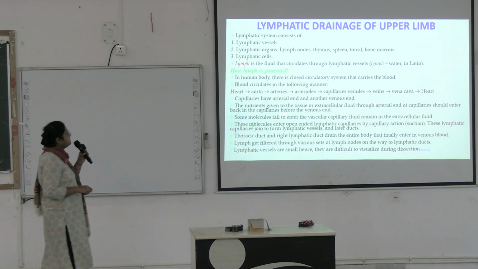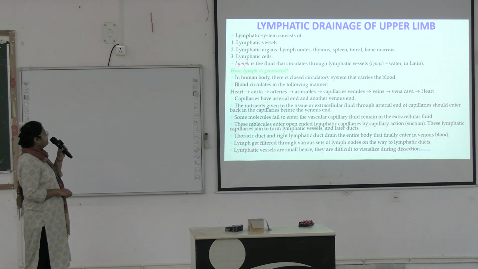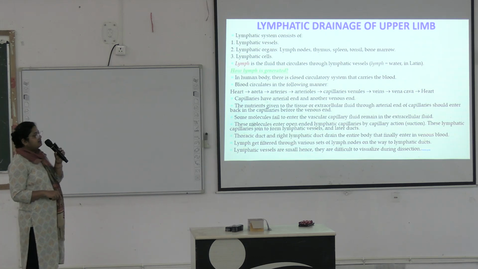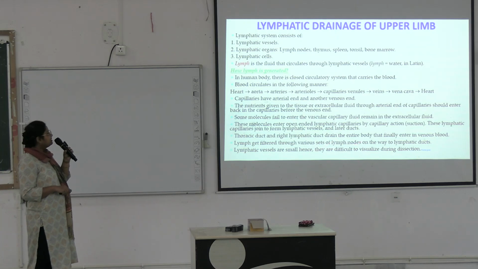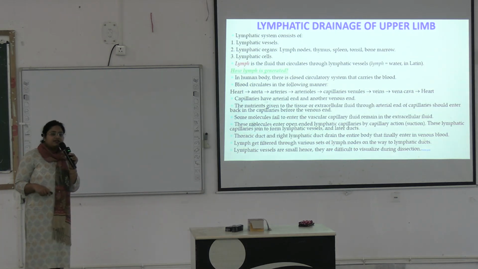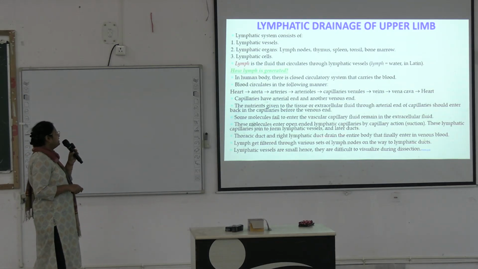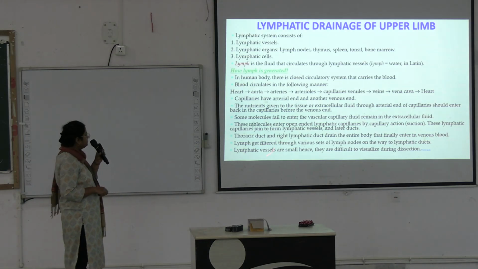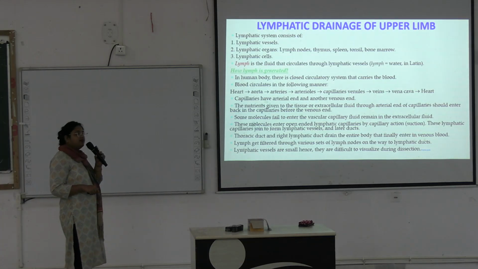But some molecules fail to enter the vascular capillary fluid and remain in the extracellular fluid. These molecules which fail to enter will enter the open-ended lymphatic capillaries by capillary action, by suction. These lymphatic capillaries join to form the lymphatic vessels and later the lymphatic ducts. Okay, the right lymphatic duct and thoracic duct are present. The thoracic duct and right lymphatic duct drain the entire body and finally enter the venous blood. Lymph gets filtered through various sets of lymph nodes on the way to the lymphatic ducts.